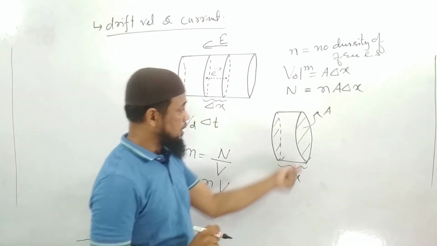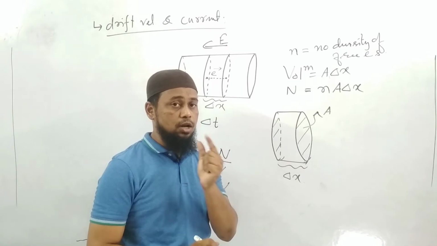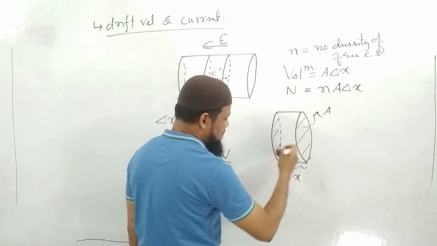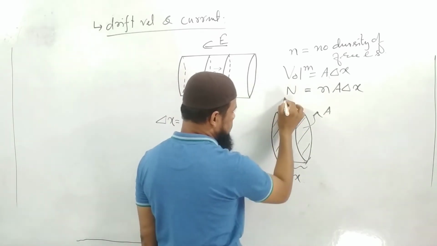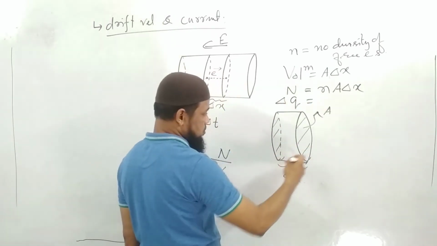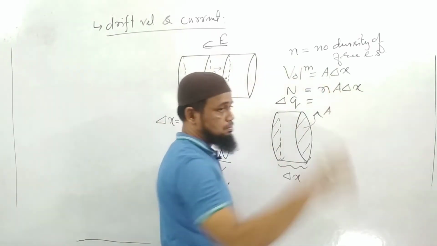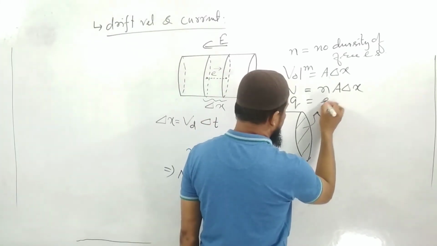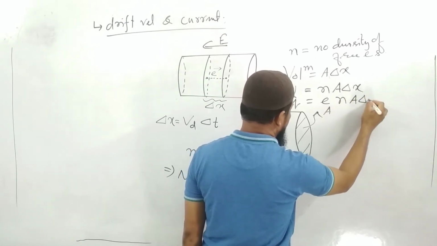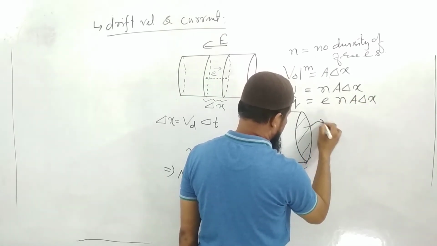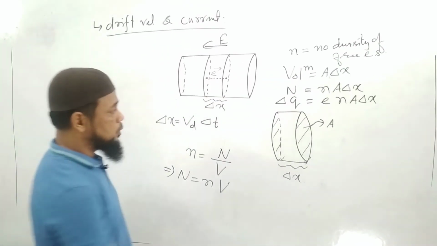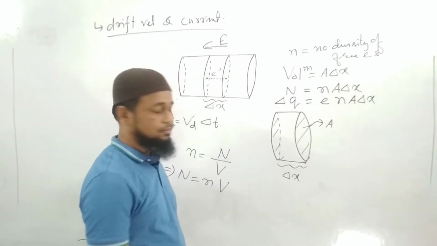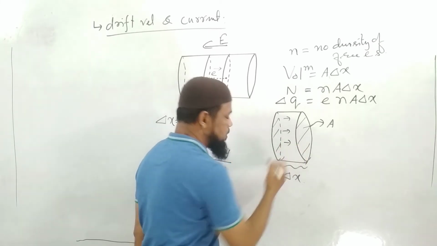Now charge on each electron is small e. So what is the total charge on the free electrons present in this particular volume? Total charge present on the electrons is number of electrons multiplied by charge on each electron. So we'll get it as e into nA delta x. So this is the total charge which is within this particular region. And all the charges are moving towards right.